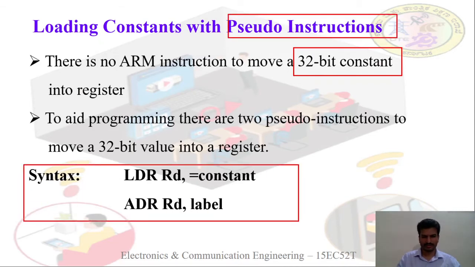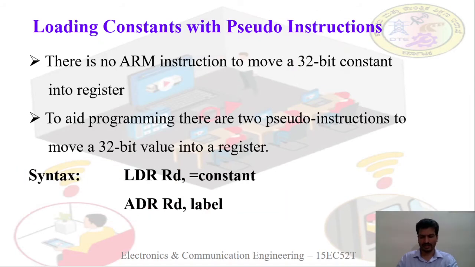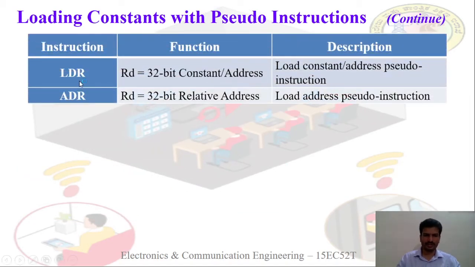For loading the constant there are two instructions. LDR, load register: for the destination register we specify an equals sign and some constant value, so the constant value will move to the RD register. Or we can load the address of a label into the RD register with the ADR instruction. In LDR, it loads a 32-bit constant or address into RD, the load constant or address pseudo instruction. Whereas ADR loads a 32-bit relative address, the load address pseudo instruction.